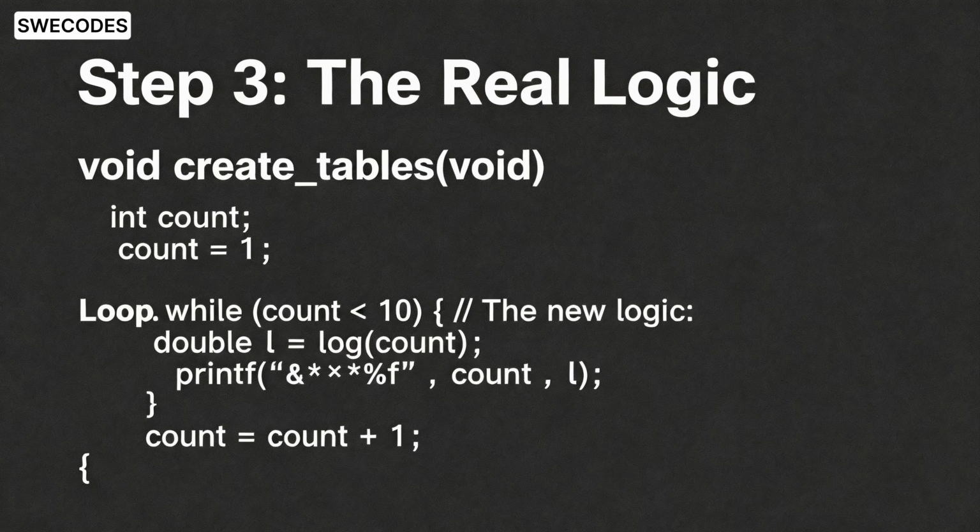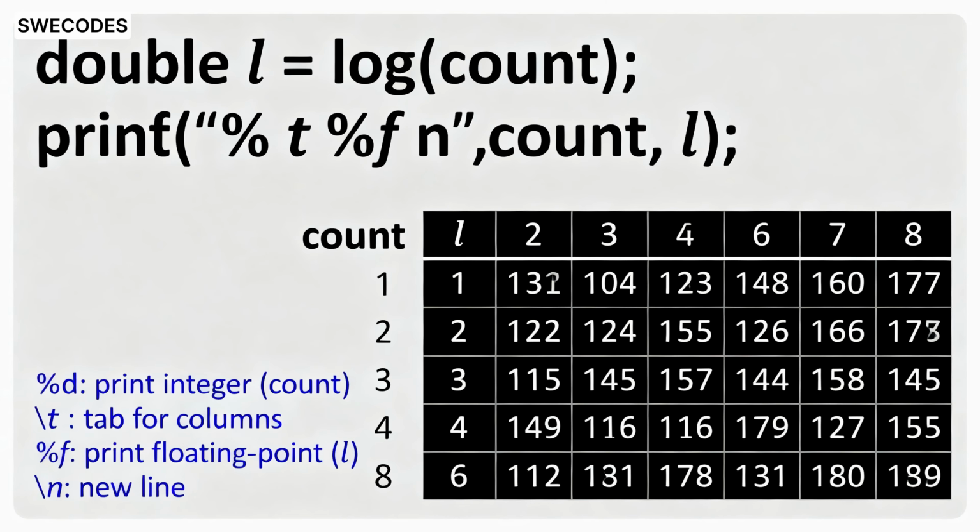Let's break down that new part. double L equals log(count). We declare a high-precision number, double, called L and set it to the natural logarithm of our count. printf("%d\t%f\n", count, L). This is formatted printing. %d says print an integer here, our count. \t inserts a tab for clean columns. %f says print a floating point decimal number here, our log value L. \n moves to a new line.